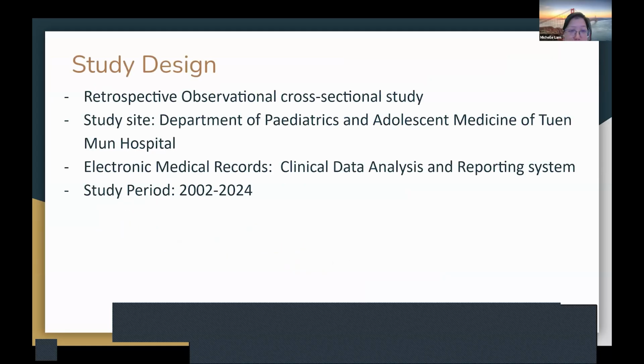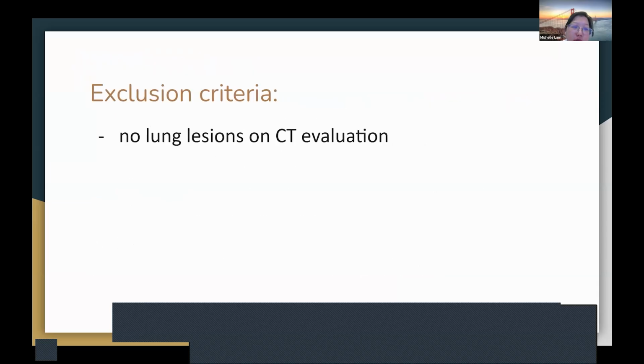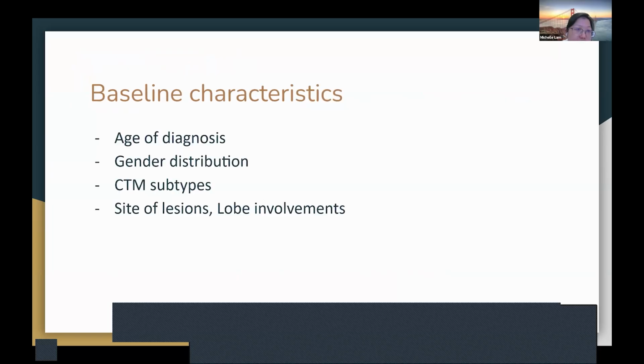It is a retrospective observational cross-sectional study in our department in Hong Kong. We retrieved data from our electronic medical records from 2002 to 2024. Patients with these diagnoses, as shown here, were included in the study. The diagnosis of congenital thoracic malformation was confirmed by a CT. Those without a lung lesion on a CT after birth were excluded from this study.